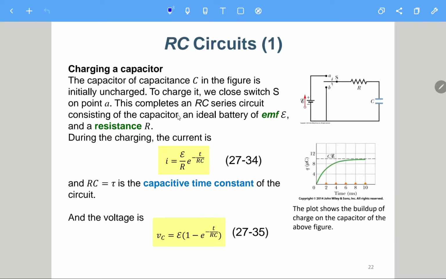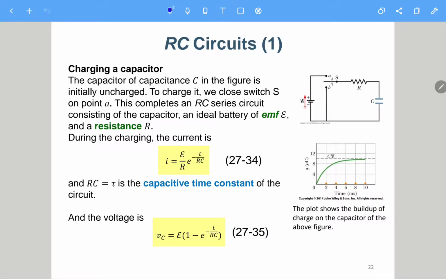Okay, so here we talk about the RC circuit. Yesterday we talked about the RL circuit, and here we talk about the RC circuit. Suppose we have a battery, a resistance, a capacitor, and a switch. Originally the switch S is connected to node B, which means that this capacitance is fully discharged.